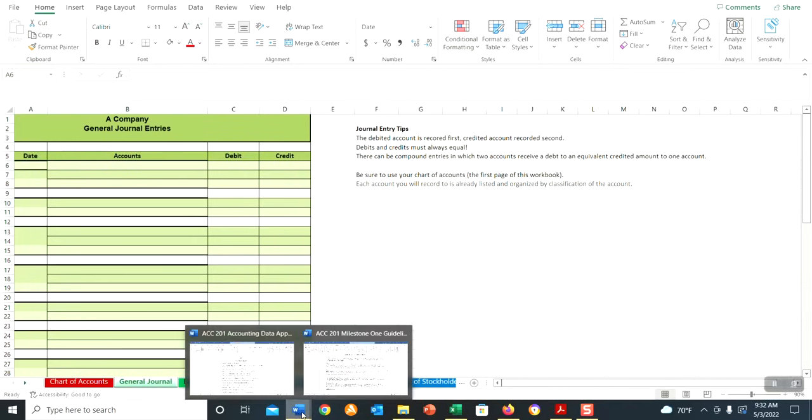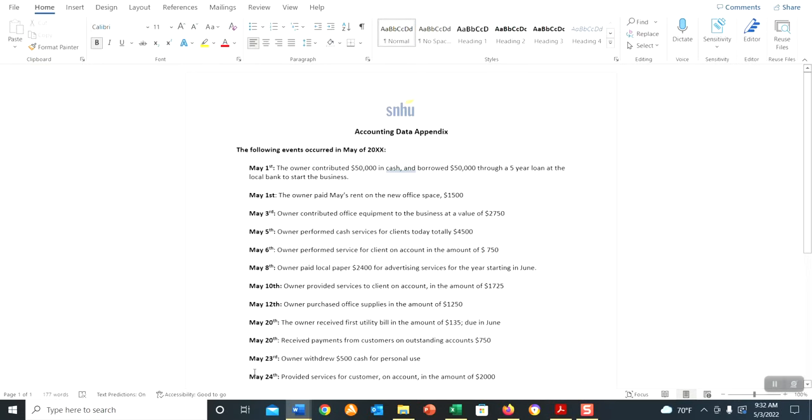Just to provide a couple of examples, let's go back to that accounting data index and see what our first transaction is. Our first transaction was on May 1st. On May 1st, the owner contributed $50,000 in cash to the business and borrowed $50,000 cash through a 5-year loan at the local bank to get the business started. First we have to analyze this transaction, think about the effect on the accounting equation, and identify what is affected. Well, obviously cash is increasing, both from that contribution of capital by the owner and from the cash proceeds of the loan.